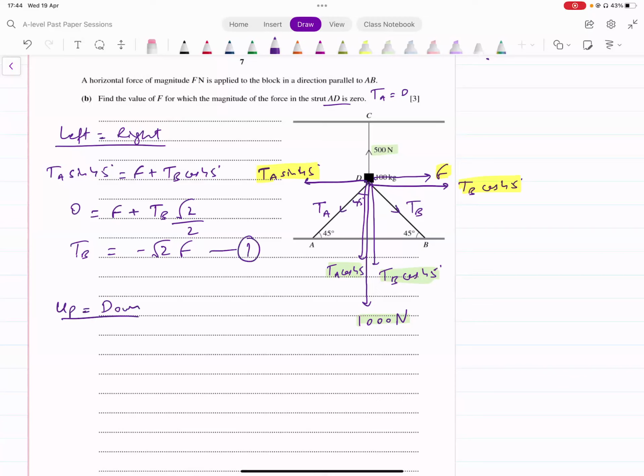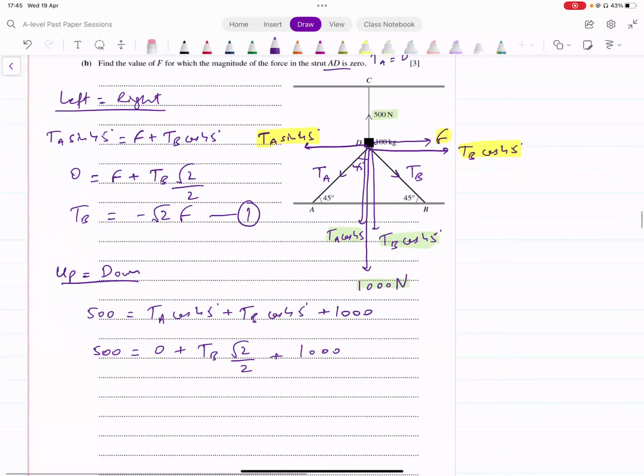This is equation 1. Upward and downward forces को equate कर दें। Upward force is 500, downward is TA cos 45 plus TB cos 45 plus 1000। ठीक है, अब अगेन TA की वैल्यू उसने क्या कहा हुआ है, 0 है, अब इसको 0 कर दें। So what are we left with, 500 equals 0 plus TB into square root of 2 over 2 plus 1000. Now what you're looking for is the value for f.